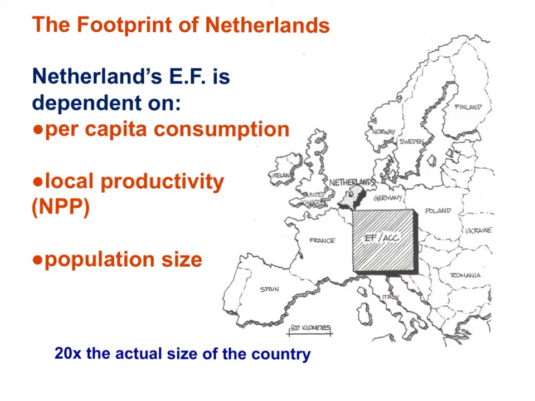The magnitude of the ecological footprint of a country is dependent on per capita consumption. More consumption means a larger footprint. The population size: more people means more consumption, which results in a larger footprint. And the local productivity, the NPP, because we would calculate the footprint using local productivity values. The more productive the region, the smaller the footprint. The less productive the region, the larger the footprint.